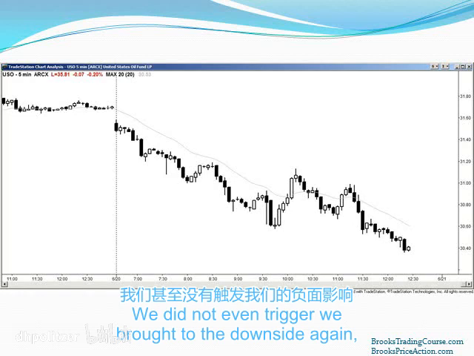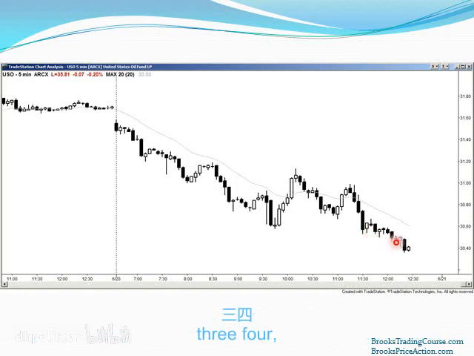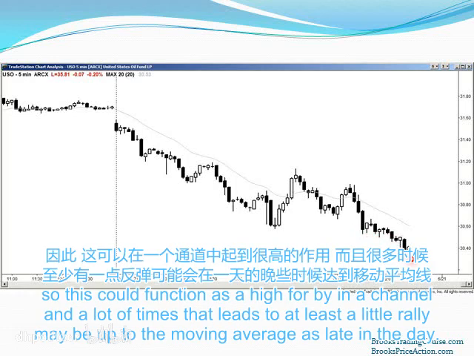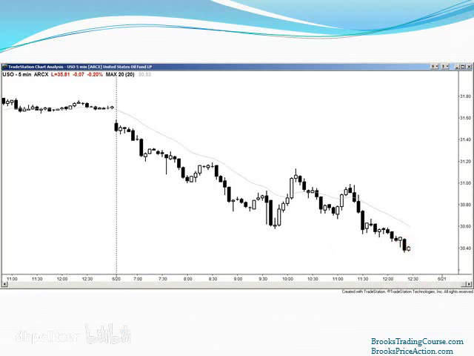We broke to the downside again, but now this is the 4th little push down. 1, 2, 3, 4. So this could function as a high 4 buy in a channel, and a lot of times that leads to at least a little rally, maybe up to the moving average. It's late in the day, so for me, I would get out of shorts if it gets above this bar, triggering the high 4.